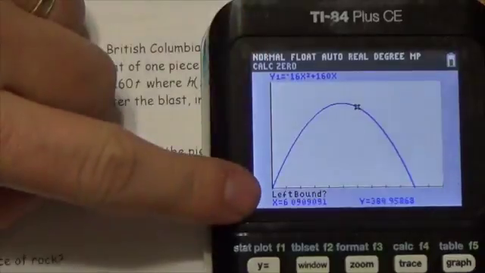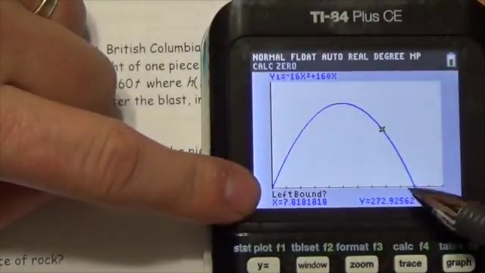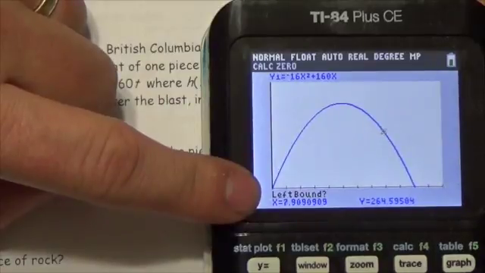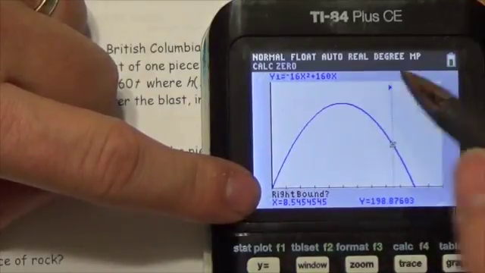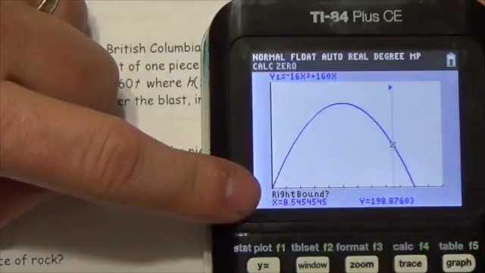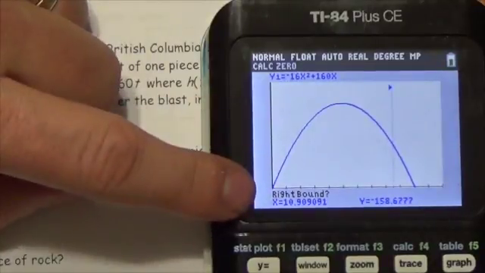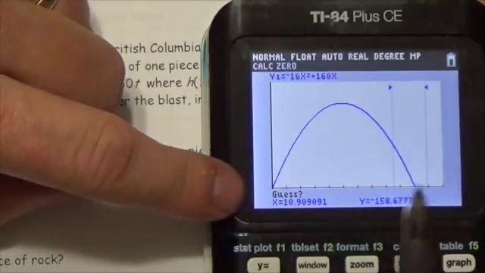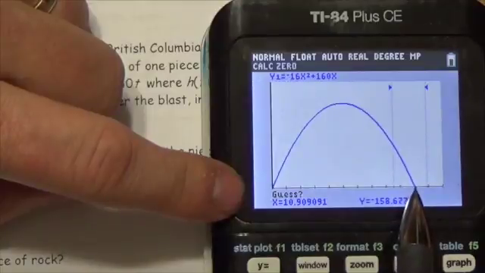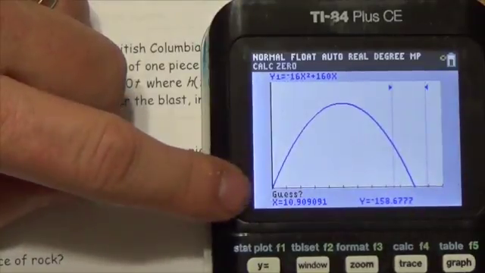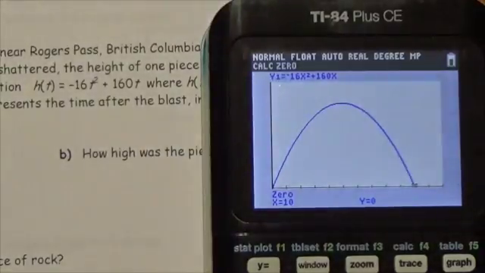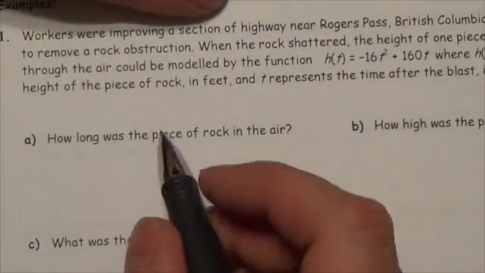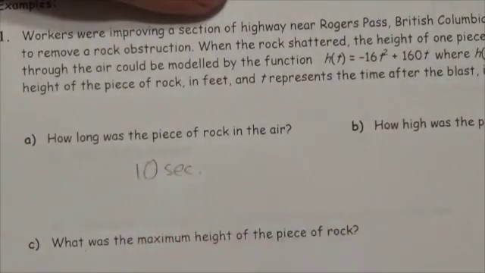The calculator is asking me for a left bound on the 0. The 0 that I'm looking for, the x-intercept, is right there. I'm just going to move the cursor to the left of it, press enter. My calculator draws a line there. I'm going to move that cursor now so it's to the right of it. Now I'm losing it off the screen, but that's okay. When I press enter, it drops another line right there, and it's going to find the x-intercept, or the spot where the y-coordinate is 0, in between those two lines when I press enter. And the answer is 10. So how long was the piece of rock in the air? 10 seconds.